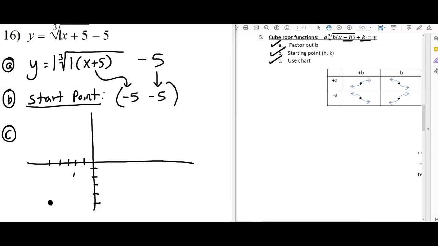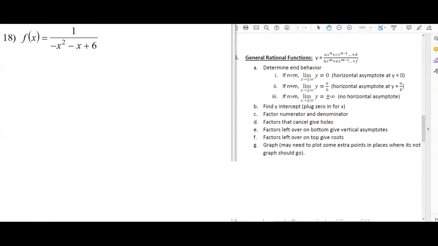And once again, we're going to look at our A and our B. So here's my A, here's my B. They're both positives. And therefore, I'll be using this shape to sketch the cube function. So it'll go that way on this side and that way on the other side. And that's it.